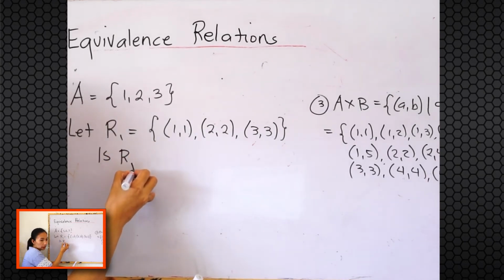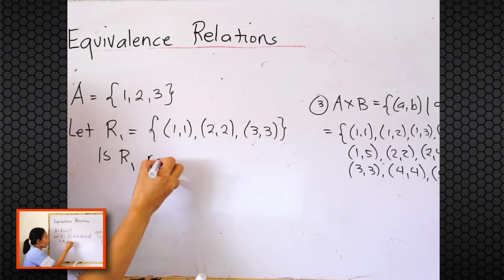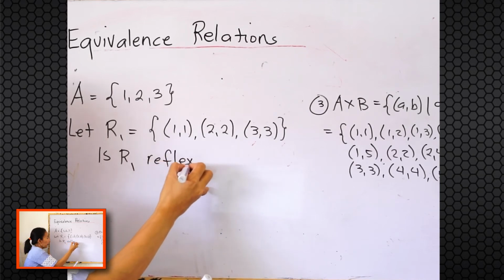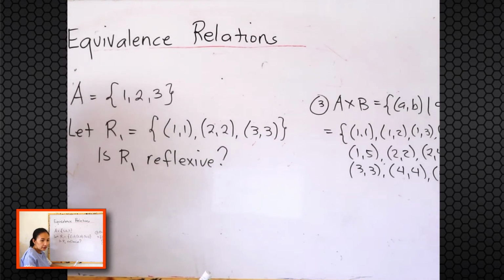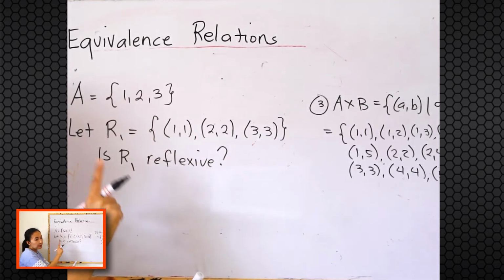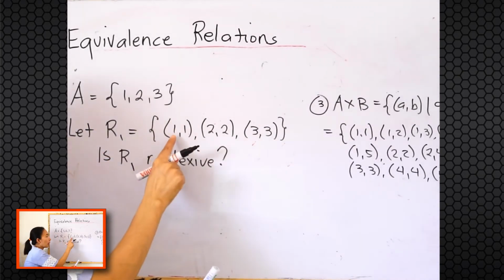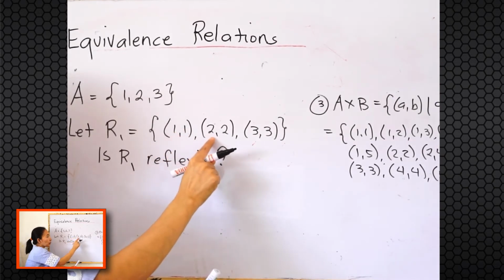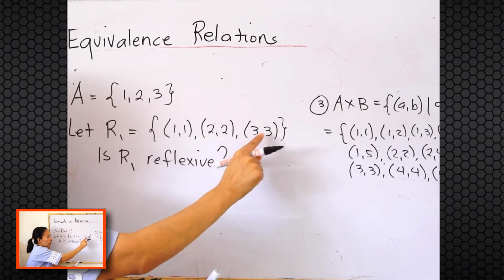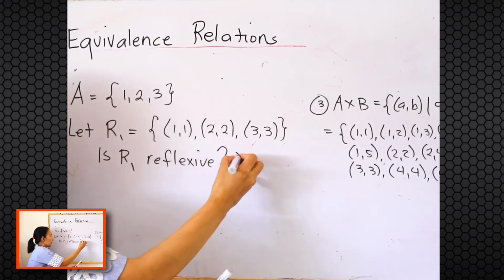Question number 1. Is R1 reflexive? Obviously. R1 is reflexive. 1 is related to itself, 1 is related to 1. 2 is related to 2. 3 is related to 3. Yes.